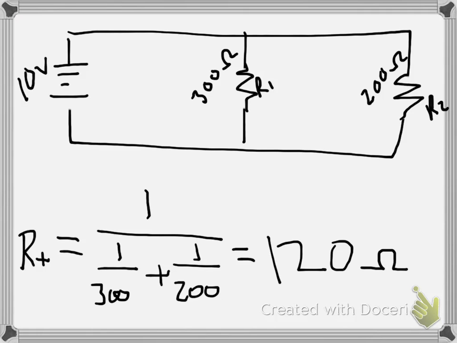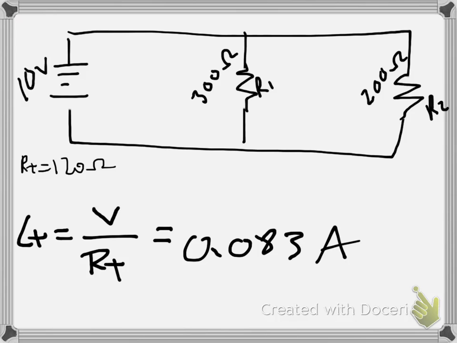Here is a parallel circuit practice problem. We're trying to find the resistance total, and we know the formula for this. This is 1 over 300 plus 1 over 200, which results in 120 ohms. We can find the current total by dividing the voltage over resistance total, which results in 0.083 amps.